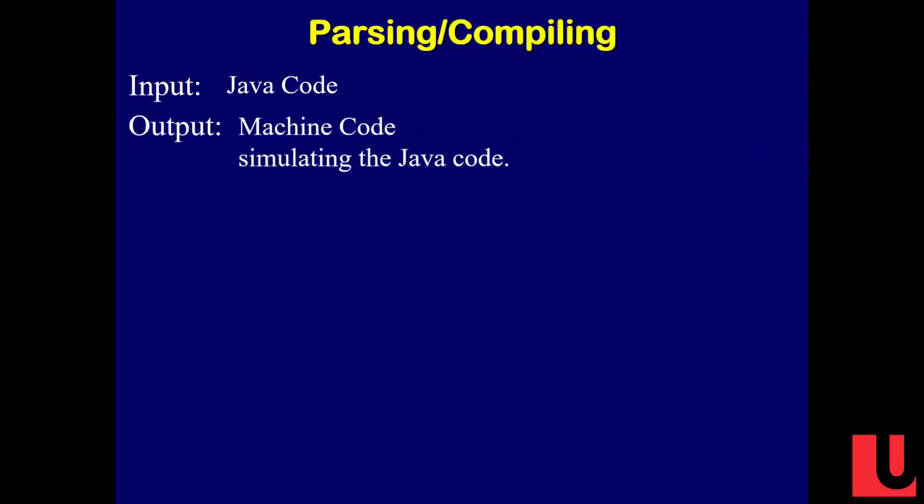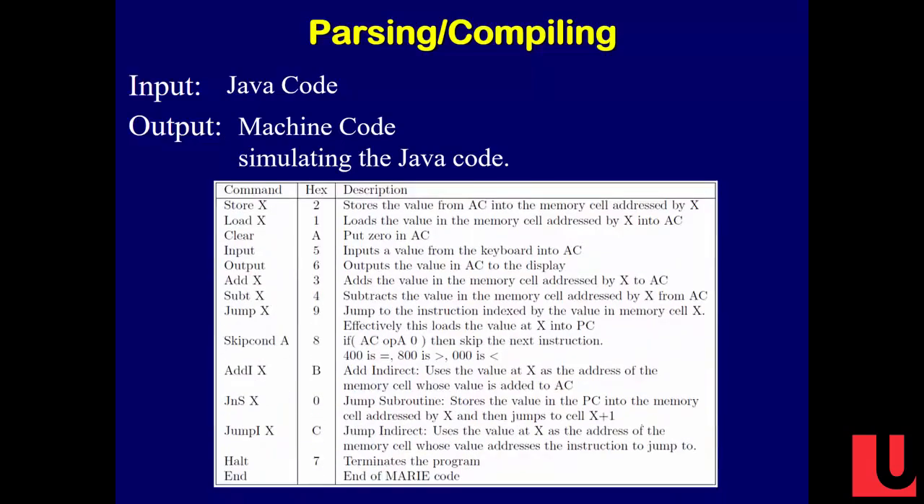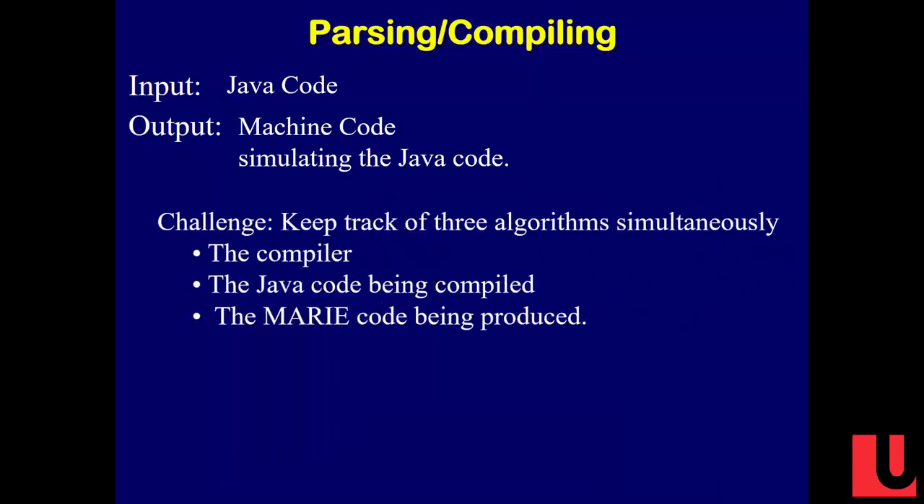So for example, the input could be Java code, and the output could be machine code simulating that Java code. That's a compiler. My son and I wrote a compiler from Java into this machine code, and it all worked pretty well. It only took us 3 evenings. When you're writing a compiler, you have to keep track of 3 algorithms at the same time. There's the compiler that you're writing, and there's the Java code that you're reading, that you're compiling, and then there's the machine code that you're producing as output. But we're not going to get that fancy here.